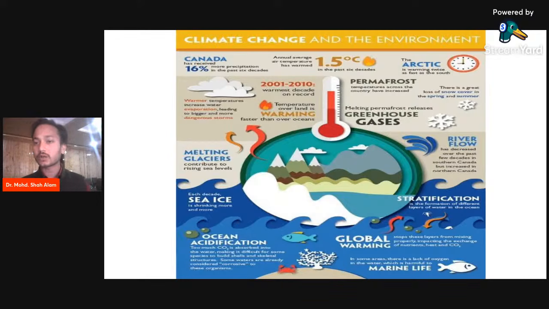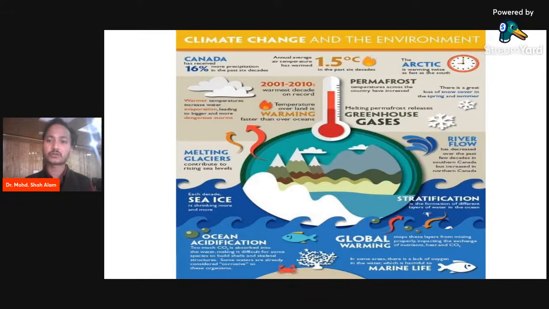The Arctic is also warming twice as fast as the south. Warmer temperature increases evaporation or evapotranspiration, leading to bigger or more dangerous storms. 2011 to 2020 was recorded as the warmest decade on record. Temperature over land is warming faster than over the ocean. Permafrost. What is permafrost? It is the decreasing of ice in the zone.